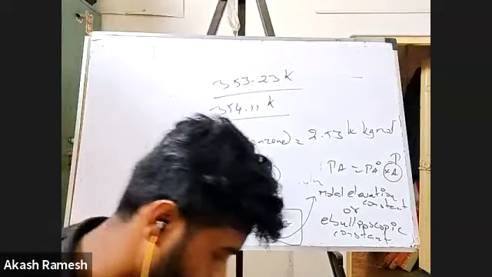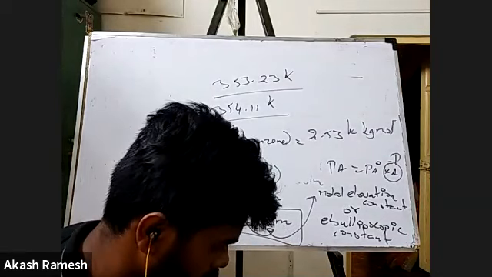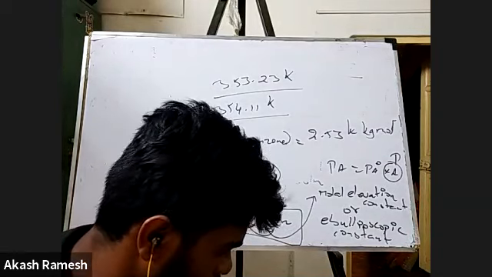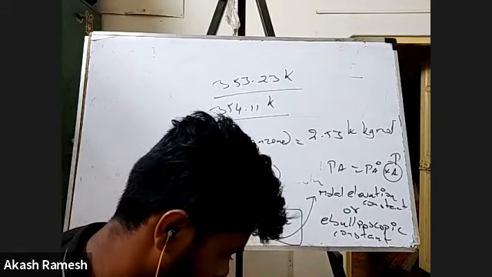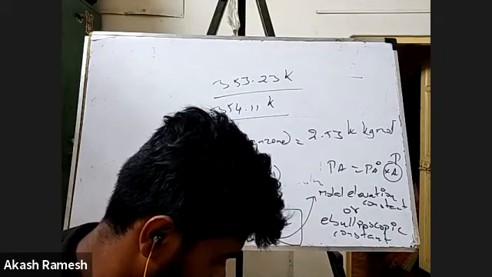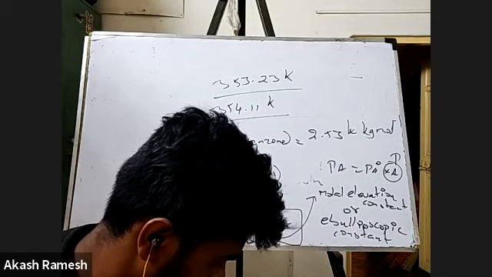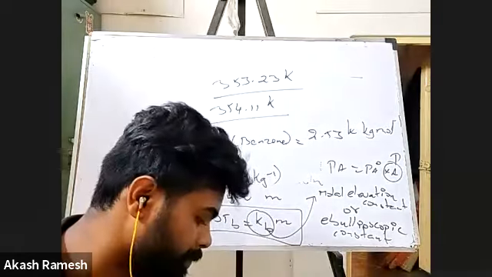Sir, I got 57.14, sir. 57.14. I don't know the answer. Let me check. One second. Short answer, right? Yeah, 57.1 you got. Sir, 57.14 I got, sir.